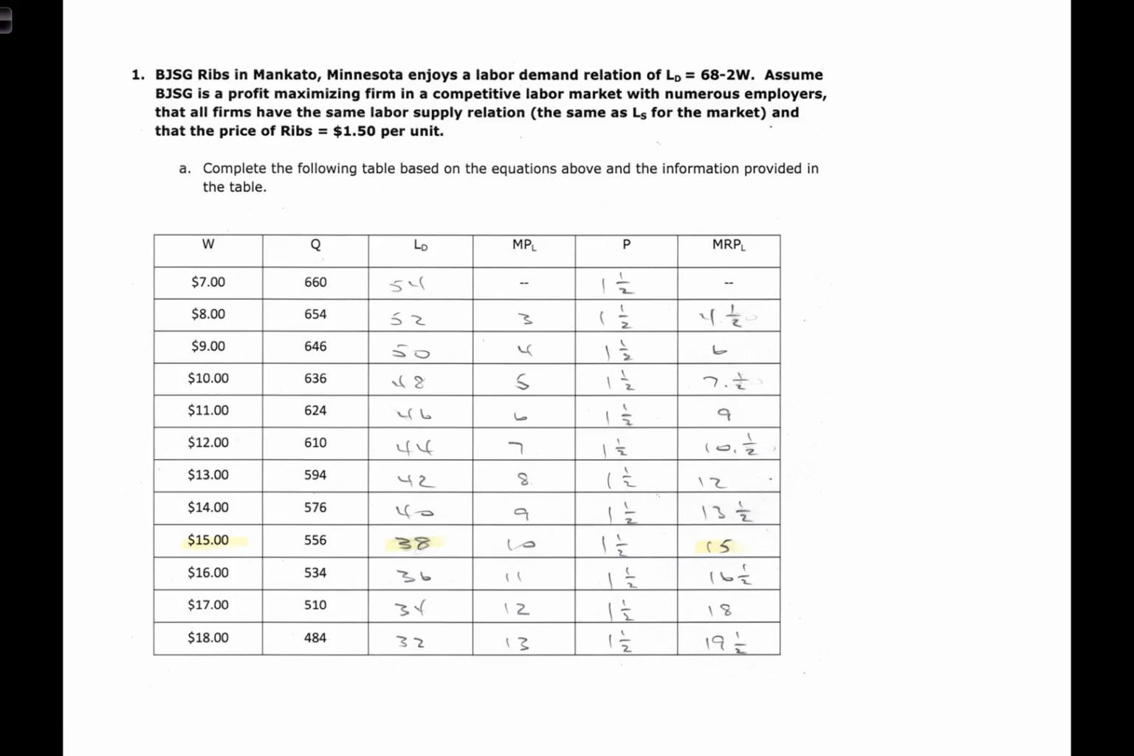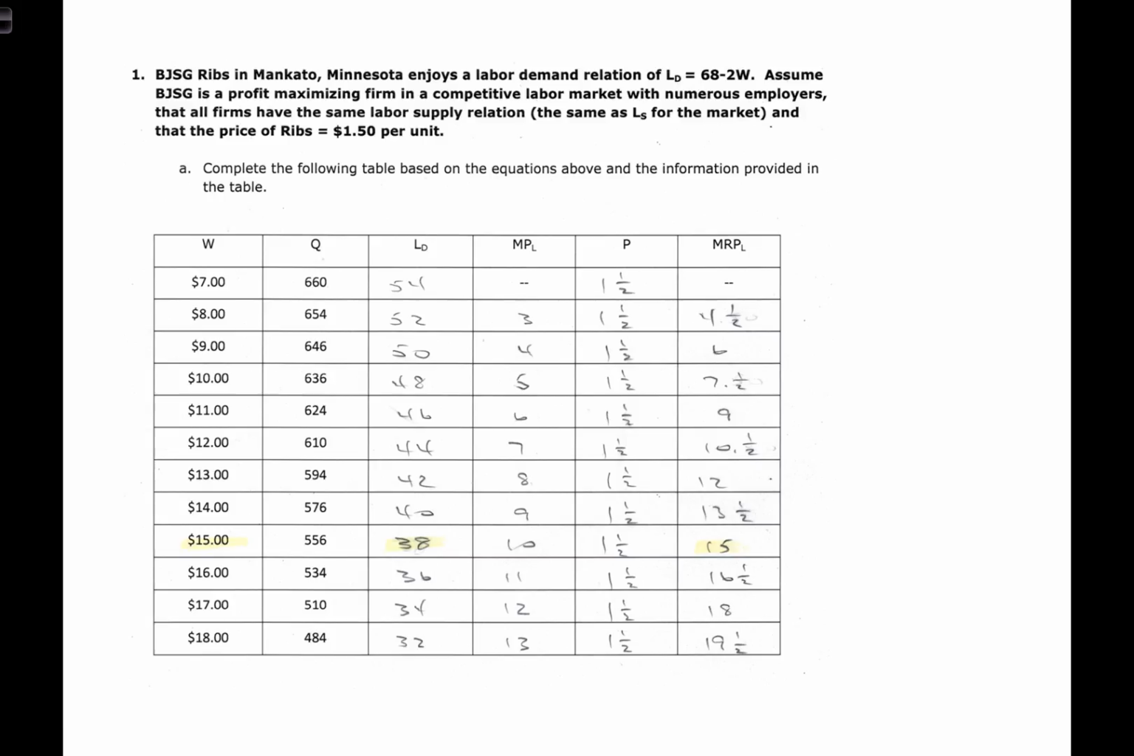They would all have a similar labor supply relation because they're all working off the same market of labor supply, and the price of the output good that they're producing, ribs in this case, is $1.50 per unit. Well, if the price is just a set amount, that would suggest to us it's also a competitive goods market. So I've then given you values for W, the wage. I've given you values for Q, which is the quantity of output, so the quantity of units being produced and sold at this price of $1.50. I ask you for labor demand, marginal product of labor, the price, and marginal revenue product of labor.